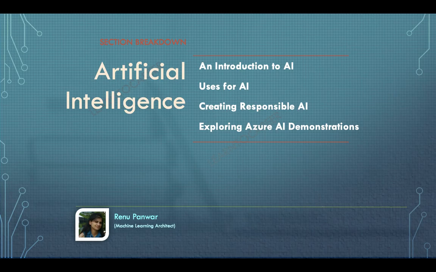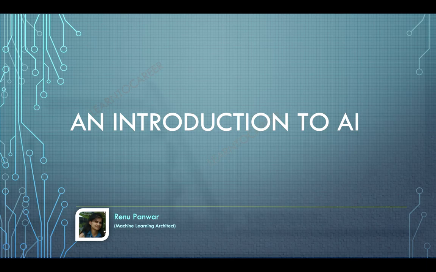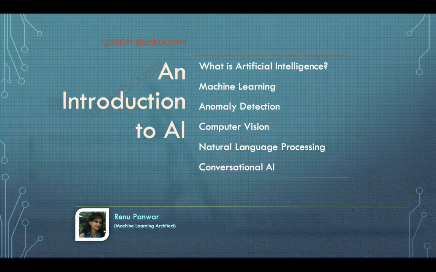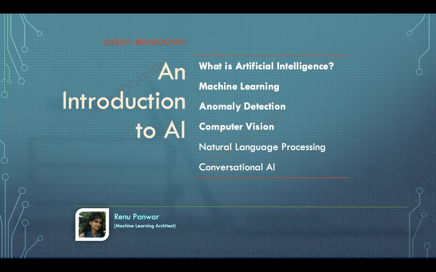Well, I am excited to have you on board with me as we take a look at the world of artificial intelligence and get you prepared for the AI-900 exam. So, let's get started. An introduction to artificial intelligence. In this lesson, we will explore what AI is, and from there we will break it down into its key elements, starting with machine learning, anomaly detection, computer vision, natural language processing, and finally conversational AI.